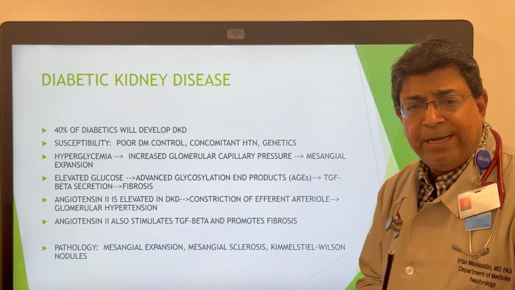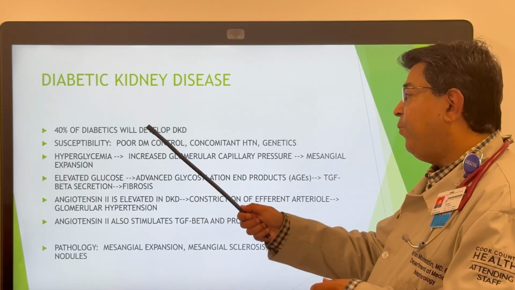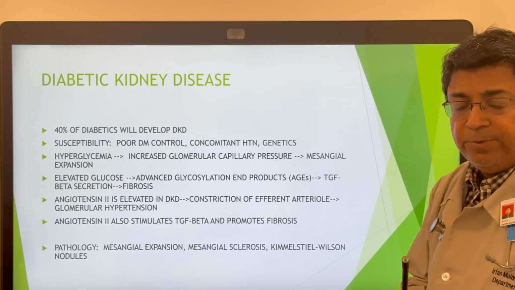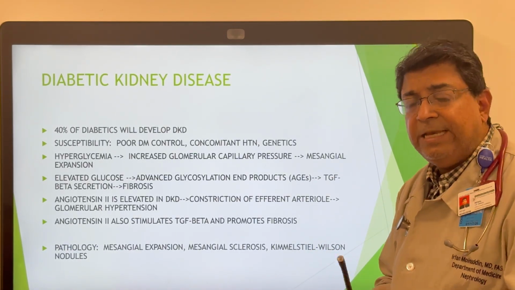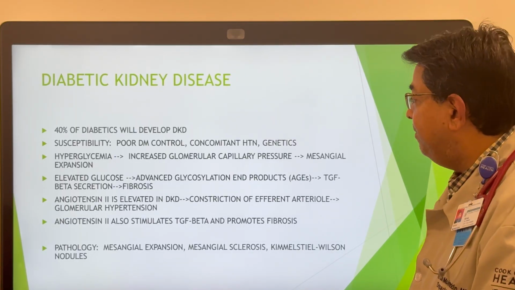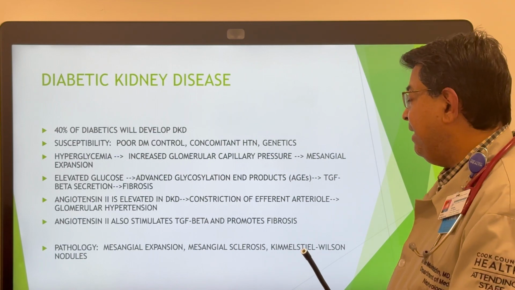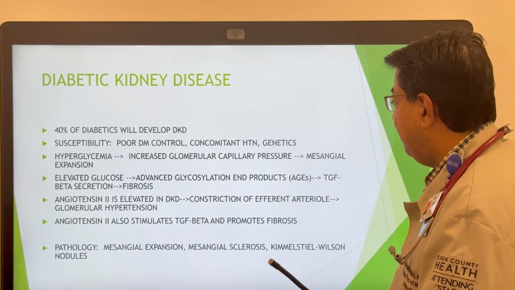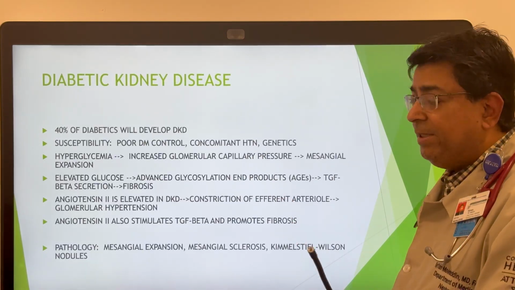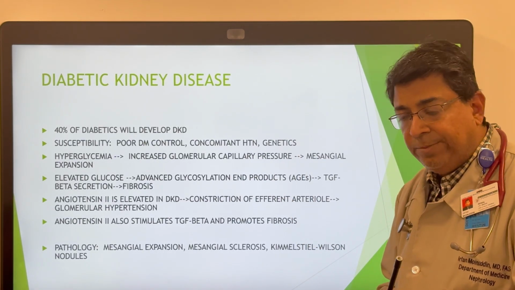Does everybody with diabetes develop chronic kidney disease? No, but about 40% of diabetics will develop diabetic kidney disease. So why do some people develop diabetic kidney disease and other people do not? Susceptibility to developing diabetic kidney disease, of course, would have to do with poor diabetes control or concomitant hypertension, but it is also partially genetically determined.